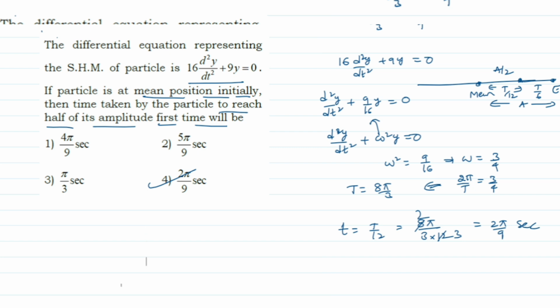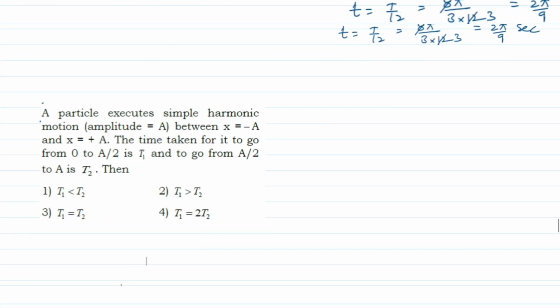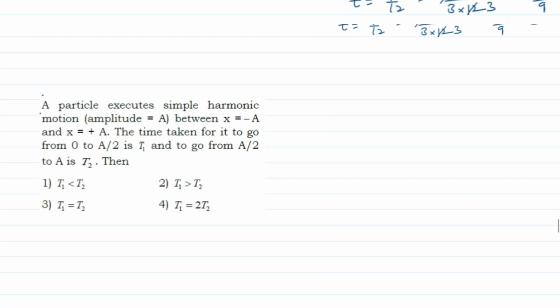Let us see the next question. The next question says: a particle executes simple harmonic motion with an amplitude, given as x equal to minus a and x equal to plus a. The time taken to go from 0 to a by 2 is t1. Remember students, this is the mean position you are taking, and the time taken by the particle to move from the mean to the midpoint of the mean and extreme.